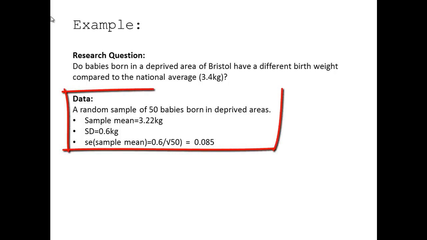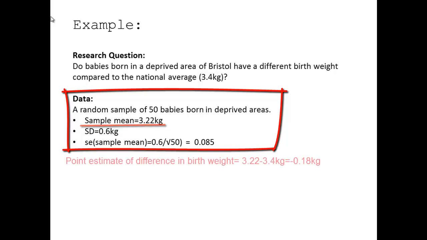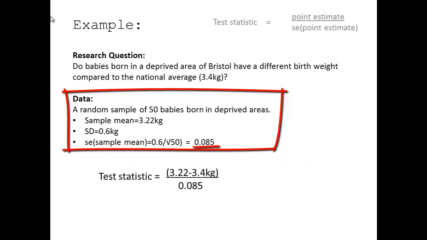So we collect some data from a random sample of 50 babies born in deprived areas, and we work out the sample mean, that's 3.22 kilograms. So our point estimate, or the difference that we're interested in estimating in the population, is 3.4 take away 3.22 kilograms. We also estimate the standard deviation in our sample, that's 0.6 kilograms, and from that we can work out the standard error, which comes to 0.085. So if we plug those values into our test statistic, we get a value of 2.12 for our test statistic.